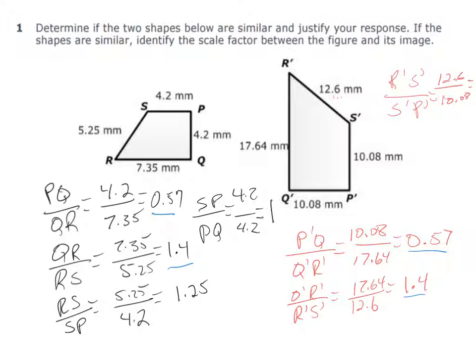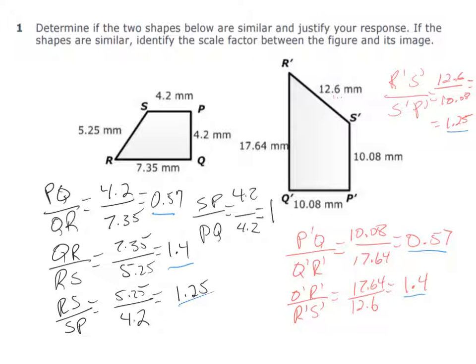Now I'm going to have to write this down here. If I take my calculator and divide 12.6 by 10.08, I'm going to get 1.25. So let's check this. R prime, S prime, RS over SP, I get 1.25. So again, we're doing good. We've got one more to check to be able to determine if these are similar shapes.